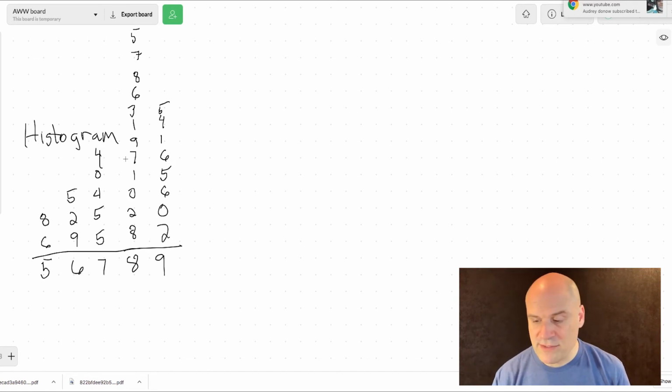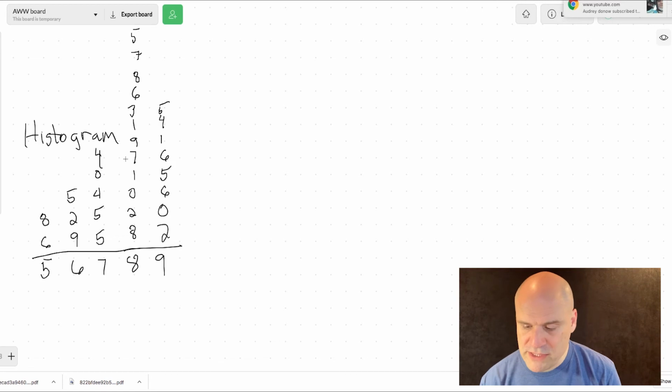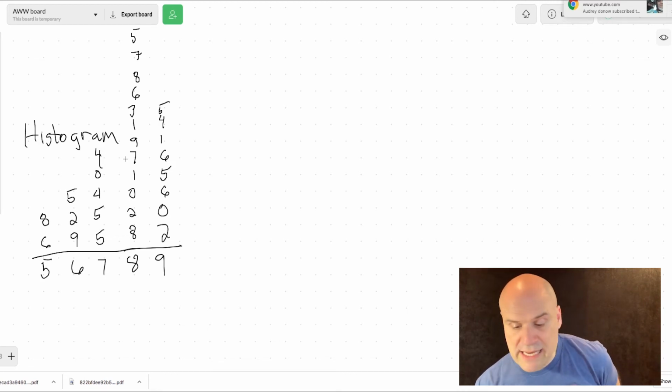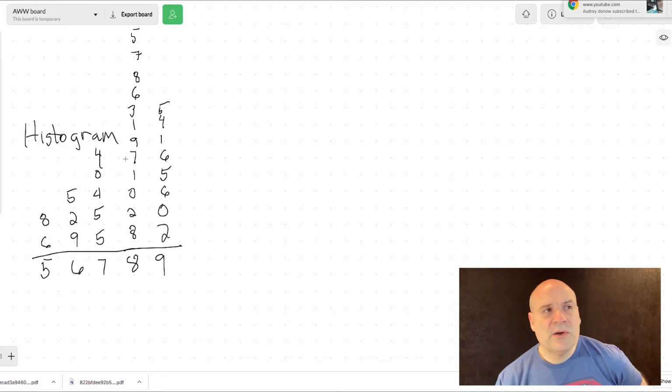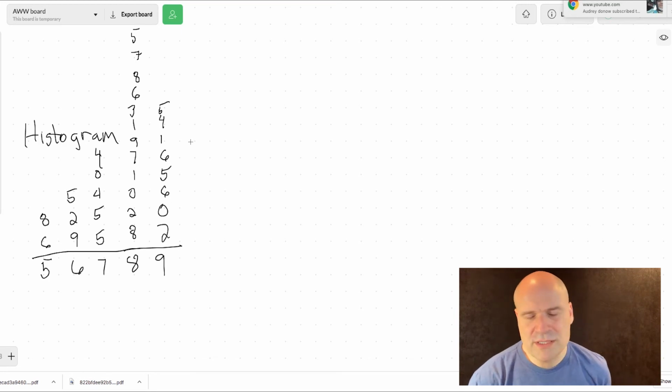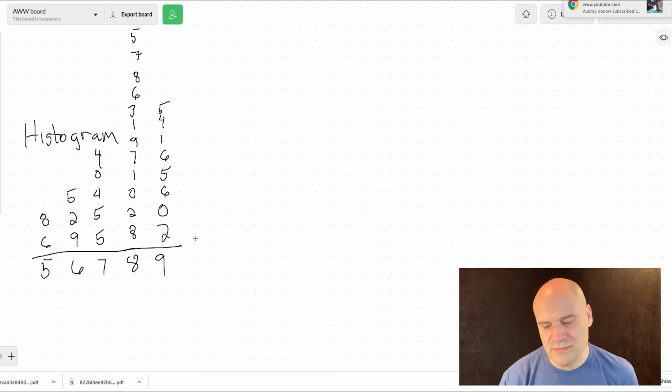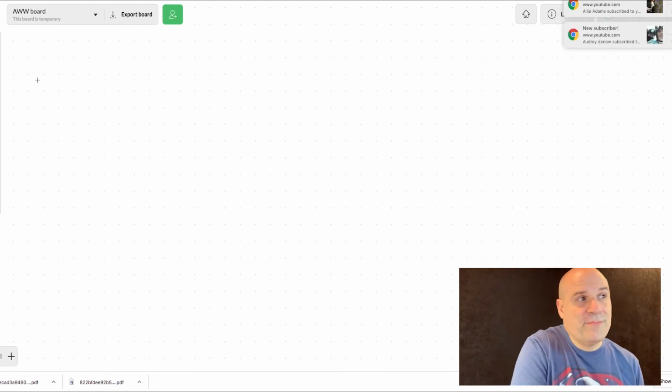So the graph shows that there were 2 scores in the 50s, 3 scores in the 60s, 5 scores in the 70s, 12 scores in the 80s, and 8 scores in the 90s. So with these graphs, if you're just looking for frequency distribution, like how many numbers end up in the 80s and 90s like that, then you don't really need to put them in order if you're just looking for the frequency distribution.